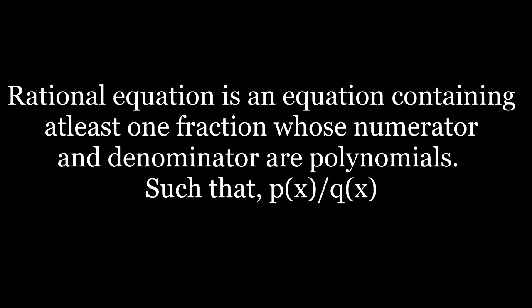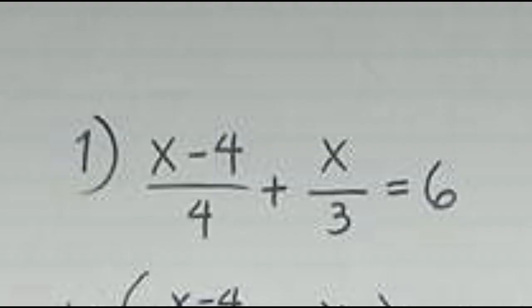And next is rational equation. Rational equation is an equation containing at least one fraction whose numerator and denominator are polynomials, such that p of x over q of x. Example number 1. X minus 4 over 4 plus x over 3 is equal to 6.